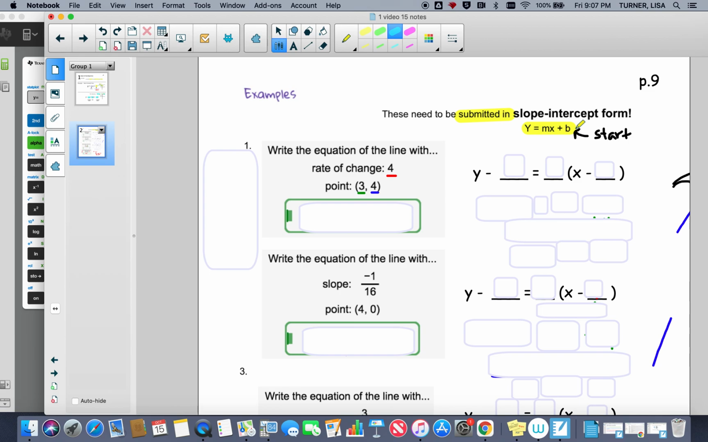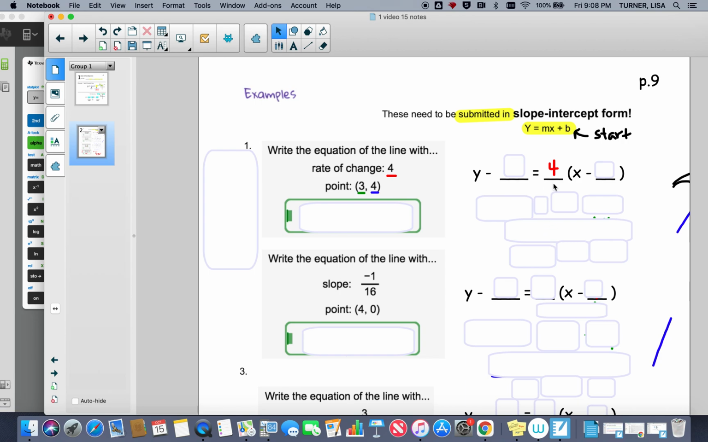So here we go. If you could write on your paper y minus, draw a blank for yourself, equals a blank, parentheses, x minus blank, close the parentheses. So you're just writing the point slope form with the blanks in it. And we're just going to fill in the blanks, which is kind of cool. All right, and it tells us to write the equation of a line with a rate of 4. And so we're going to put that 4 in the slope slot. It always goes in the middle next to the x, in front of the x.